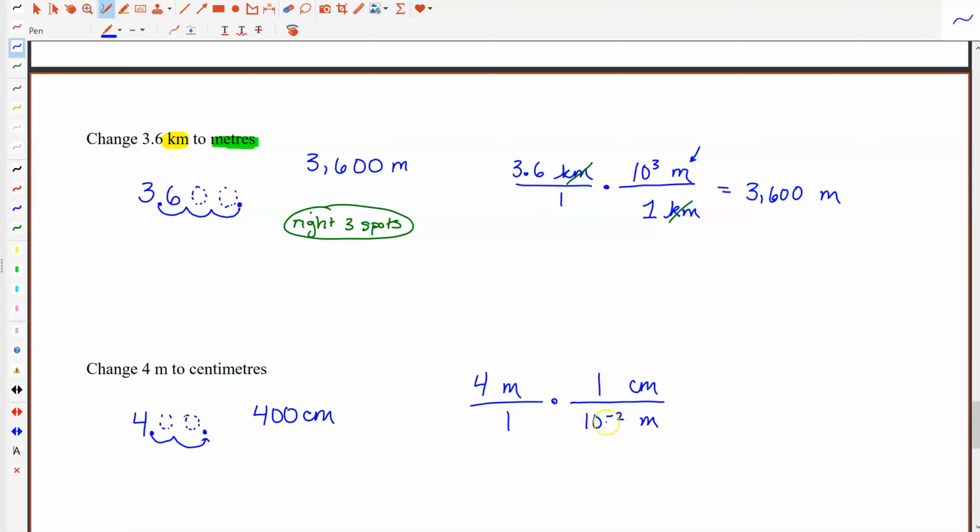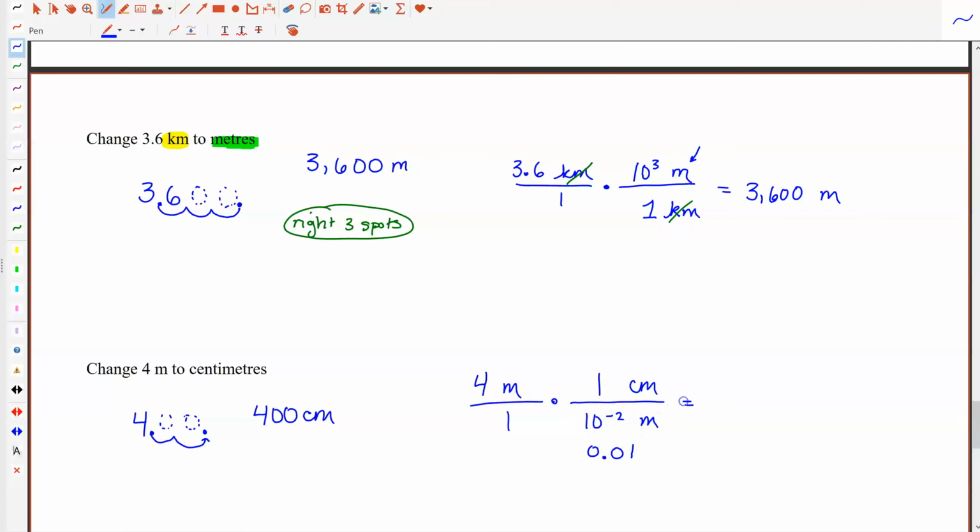So again, this is relating the centimeter to the meter, where we could write this 10 to the negative 2 as its decimal equivalent, which would be 0.01 or 1/100th. Okay, so 1 centimeter is 1/100th of a meter. And we could do the calculations that way of 4 and then divided by 0.01. But again, I like to work with powers of 10.